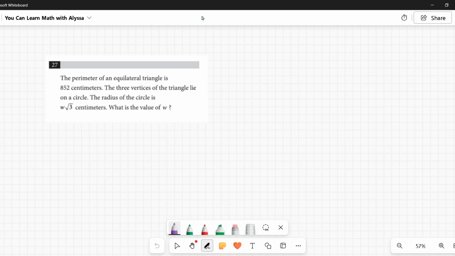Number 27. The perimeter of an equilateral triangle is 852 centimeters. The three vertices of the triangle lie on a circle. The radius of the circle is w square root of 3 centimeters. What is the value of w?